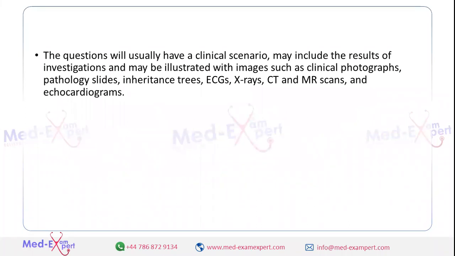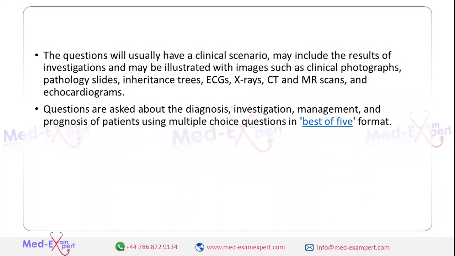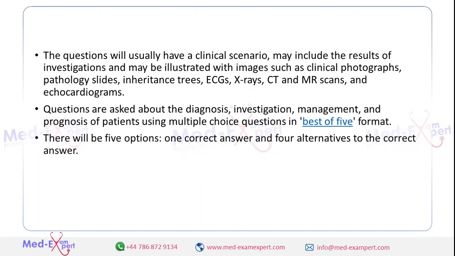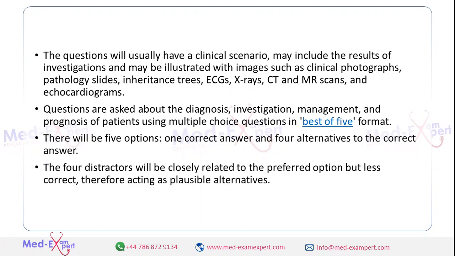And as I mentioned, the addition in the Part 2 exam is images based on ECG, X-ray, CT, MRI scan, and echocardiogram. So we'll have a separate session for those images. The pattern is the same, best of 5. That means 1 is the appropriate answer and 4 are distractors, or inappropriate answers. So you need to select the best of the 5.